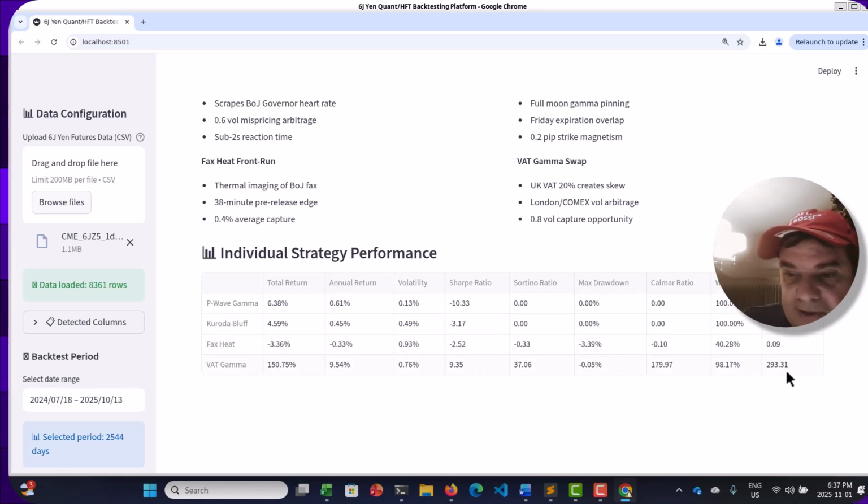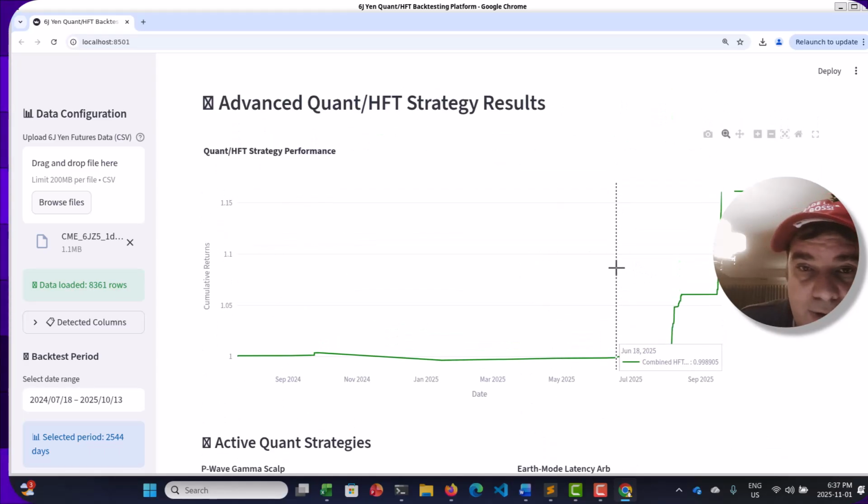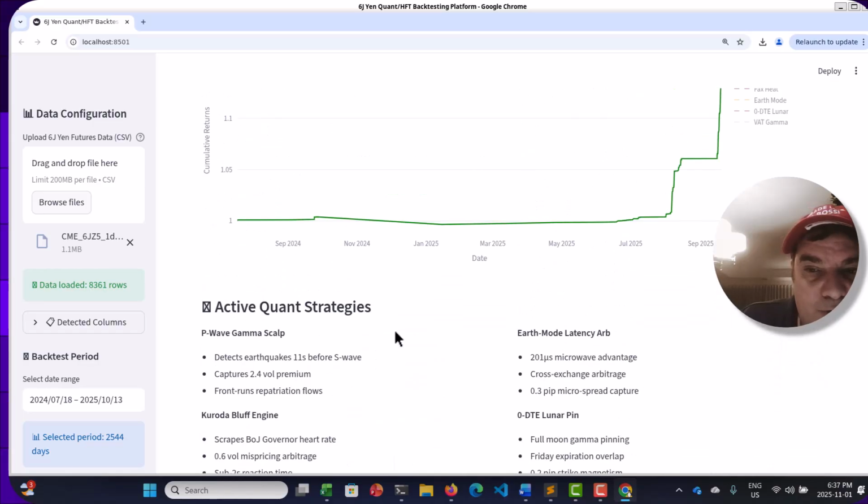Let me just try playing with this. So you can see here, this is the interesting one. If this is true, again, this is just AI. If this is true for the VAT gamma, I will tell you that's a pretty good win ratio if it's true. So here's what it's kind of doing. UK VAT at 20% creates a skew. Then there becomes a London COMEX volatility arbitrage and take 0.8 volatility capture opportunity. So maybe that's how it works. It's like it's doing a gamma capture of some kind or extraction. All right, so that's performance overall, those different strategies.